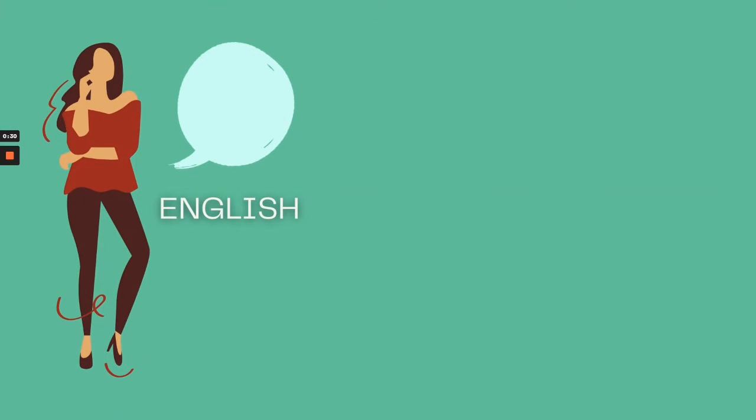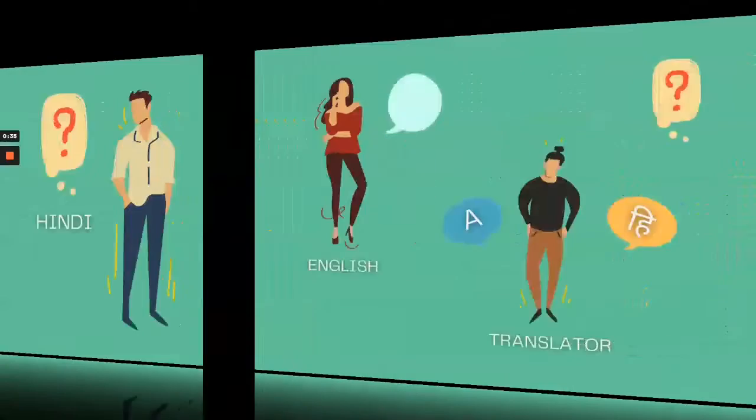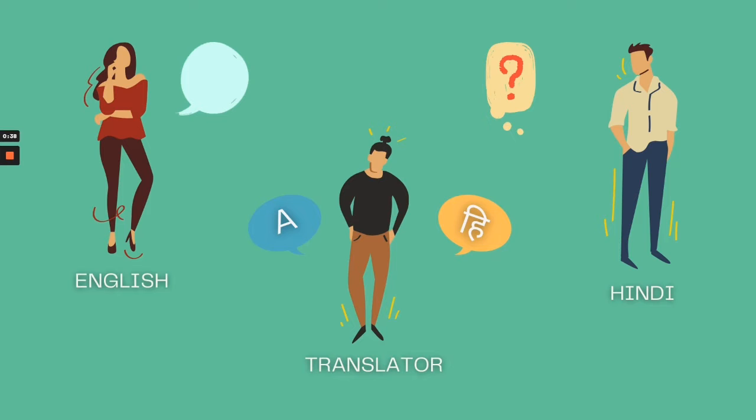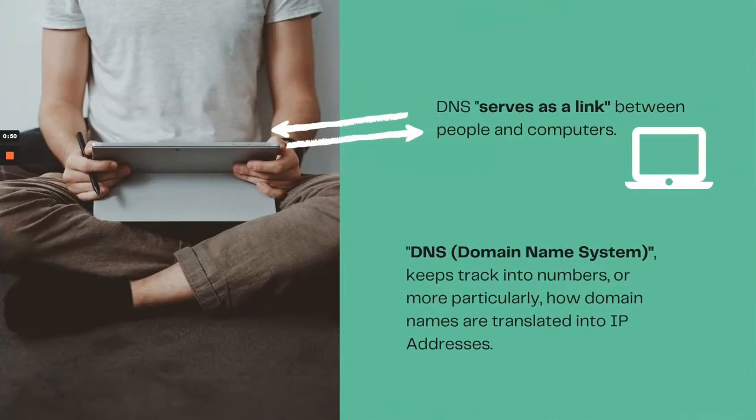Let's say we're speaking English and we need to communicate with someone who speaks Hindi. Well, we need a translator to communicate efficiently. On the PC, it's the same story. IP addresses are understood by computers and web browsers, while we humans understand our own language such as English. A DNS server acts as a link between people and computers. The Domain Name System keeps track of how names or letters are translated into numbers, more particularly how domain names are translated into IP addresses.